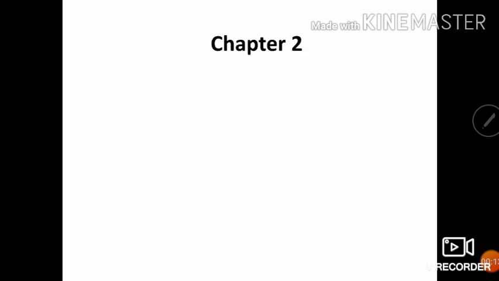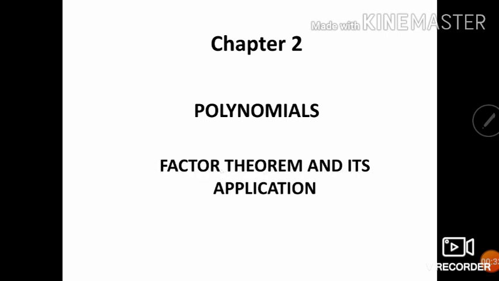We are in chapter 2, polynomials. So far in the chapter we have studied how to find the zeros of a polynomial and how to find the remainder when a polynomial divides another. In today's class, we will learn about a new theorem called factor theorem, and we will also apply it in problem solving. All questions and concepts done in the chapter are to be written along with the video in your notebooks. So let's get started.